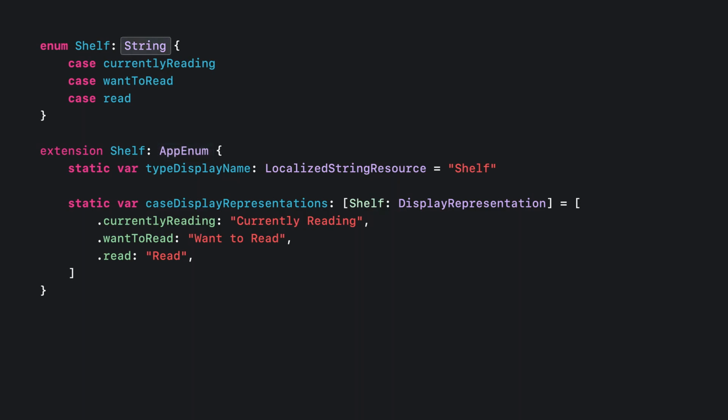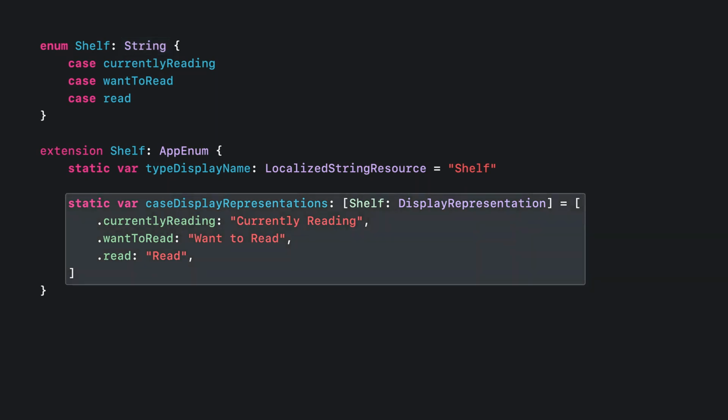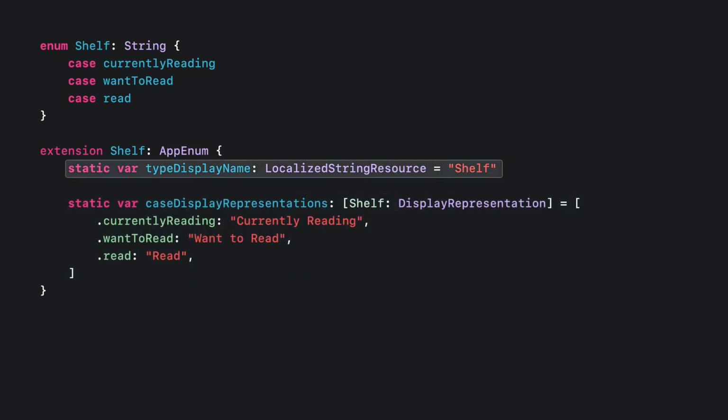AppEnum requires a string raw value, so I will add that first. It also requires that I provide localizable, human-readable titles for each of my enum cases. These must be provided as a dictionary literal, since the compiler will read this code at build time. Finally, I'll add a type display name, a user-visible, localizable name for this enum type as a whole.